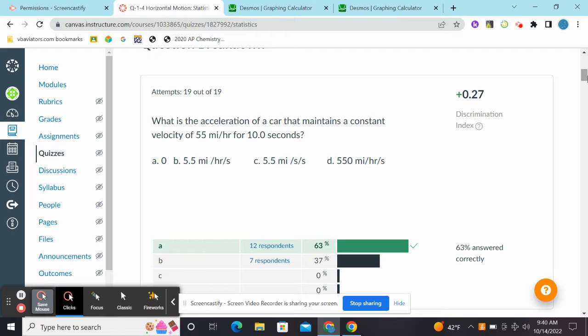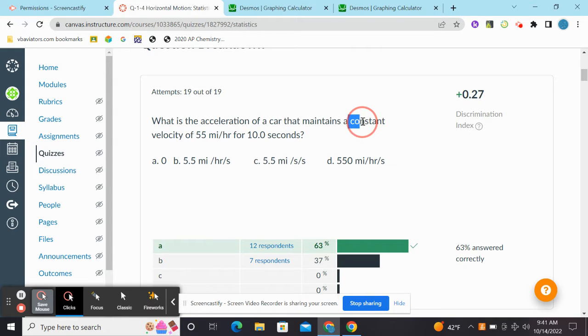Let's not think around. What is the acceleration of a car that maintains constant velocity of 55 for 10? So it's kind of tricky because this is in seconds and this is in miles per hour. So you can eliminate this one right away because it's miles per second per second. We need miles per hour per second. So when you divide by 10, it's going to make it smaller.